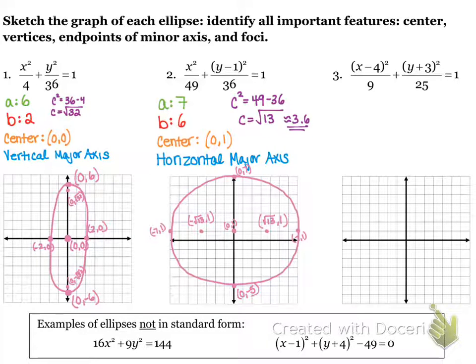Okay, so number 3. We are going to start with our a value, which is the greater of the two. So from 25, I'm going to take the square root of that, and I know that a is going to be 5. Square root of 9 then gives me my b value of 3. And the numerator gives me my center, which is going to be at 4, comma, negative 3.